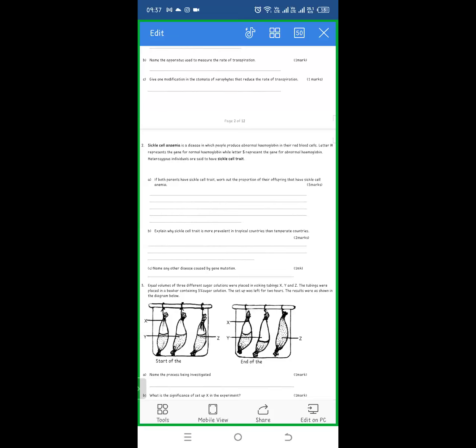The HB Victor placed there is just an abbreviation for hemoglobin. You can as well do it without that HB. You can use HS or HH or SS. Thank you for that. I hope you answered. So for part B, explain why sickle cell trait is more prevalent in tropical countries than in temperate countries, and we want to hear responses.